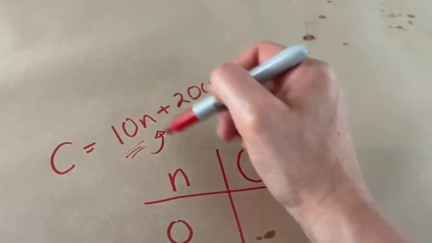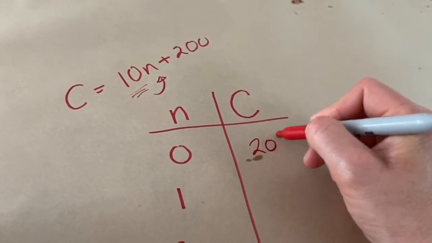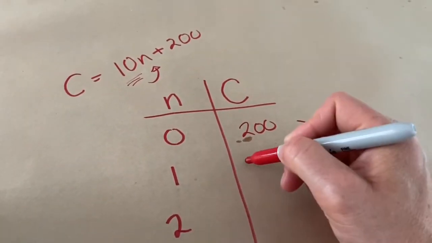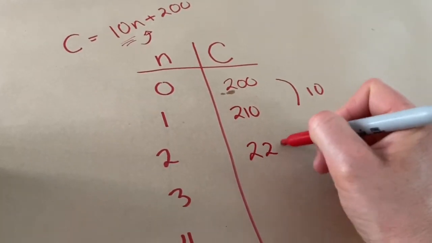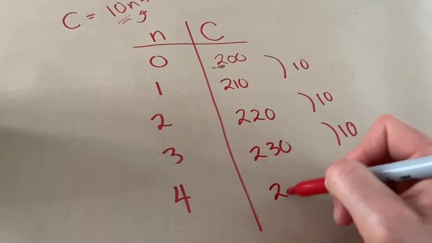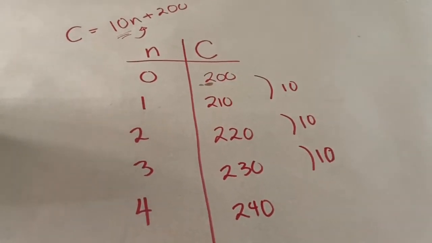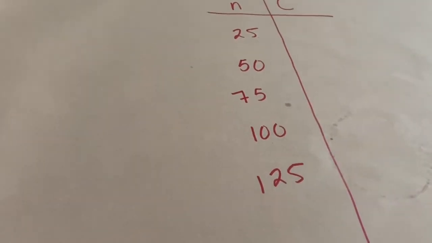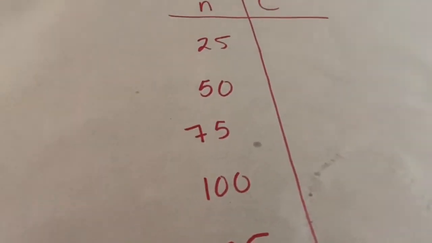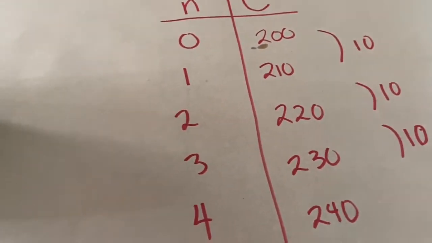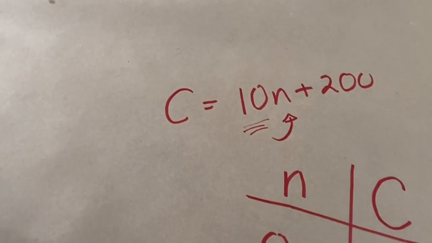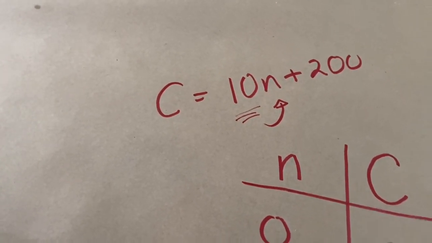And that means the initial value must be 200. So it starts at 200 and then it goes up by 10. So 210, 220, 230, 240. That's a beautiful table of values, but it's not going to help us fill in their numeric model or their table of values, because their table of values has 25, 50, 75, 100, 125. Very different from ours. Okay, so that means that I'm going to have to use this algebraic model or this equation to find these answers or to fill in my table.